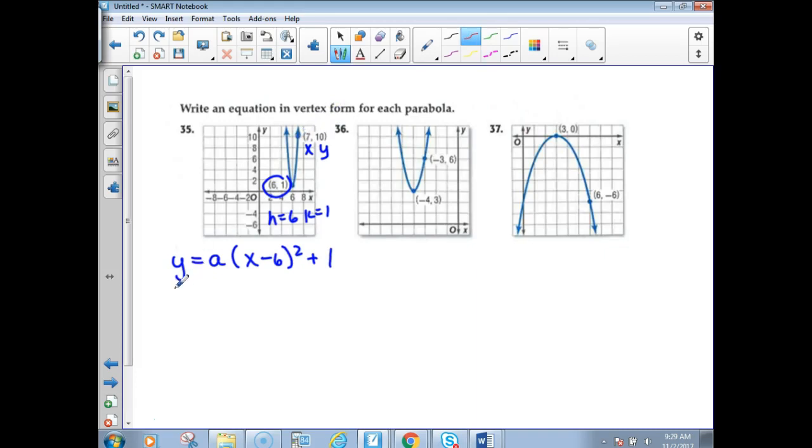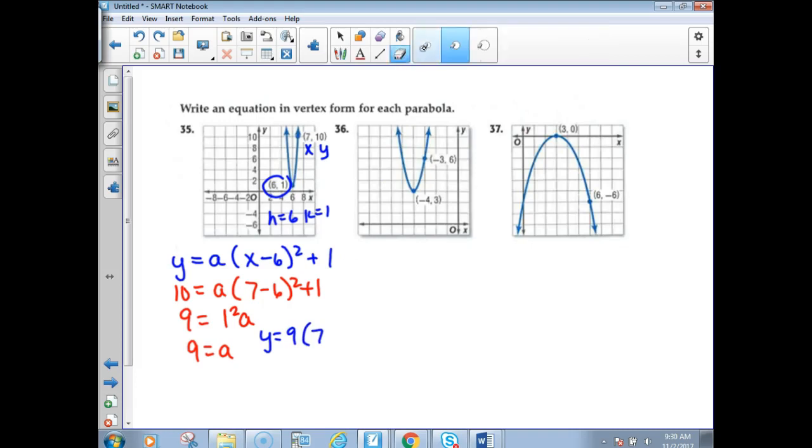The y part is 10, so you put 10 in here. Put in 7 for the x, and then you solve it for A. So subtract 1 from both sides. 7 minus 6 is 1. 1 squared is 1, so it's just 1A. So A is 9. Okay, so then you just plop A in, and you say the equation would be y equals 9 times, oops, not 7, you put the x back in there, times x minus 6 quantity squared plus 1.